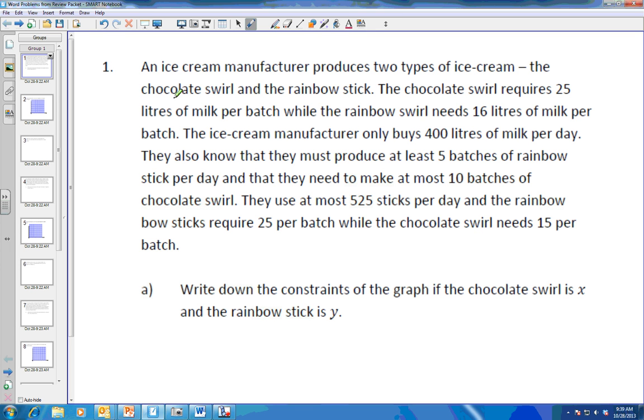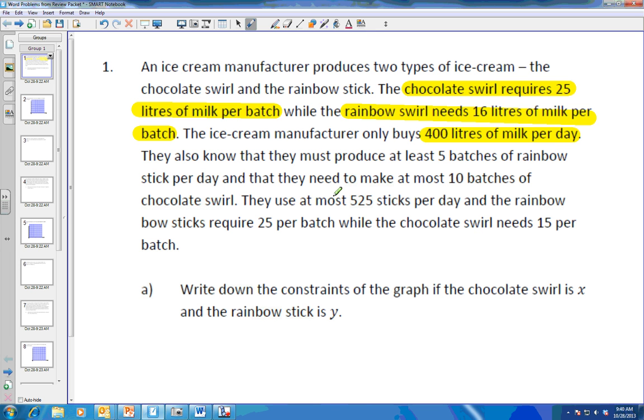An ice cream manufacturer produces 2 types of ice cream, the chocolate swirl and the rainbow stick. The chocolate swirl requires 25 liters of milk per batch. So I'm going to highlight that. While the rainbow swirl needs 16 liters of milk per batch. Okay, so we know that we're probably going to have to use that information somewhere. The ice cream manufacturer only buys 400 liters of milk per day.